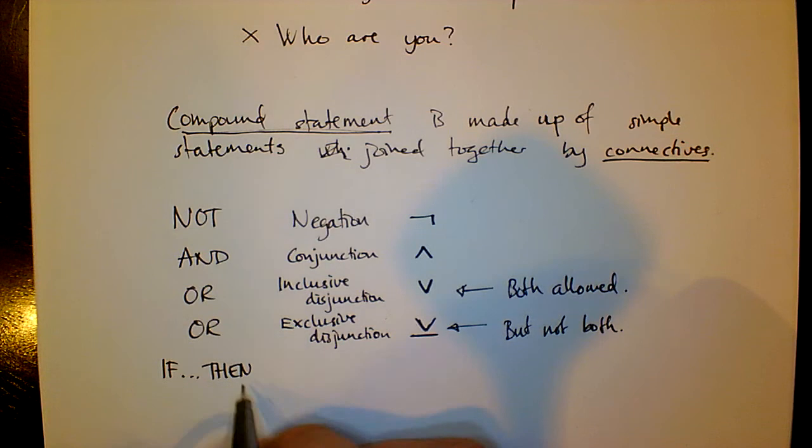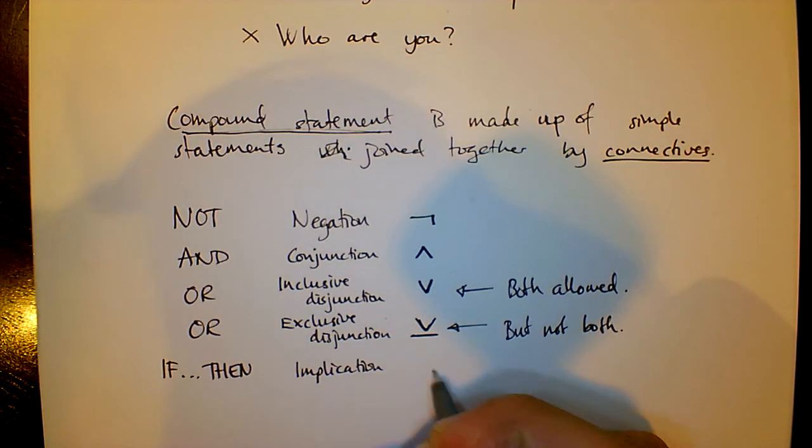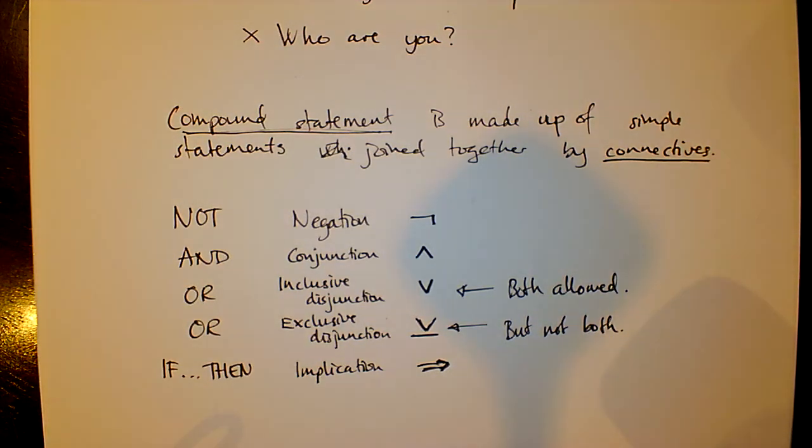And then we have if then, that's also called an implication. And we use an arrow like this. So that's the compound statements and symbols that we're going to cover in this subject, and then we're going to go into each and one of them.